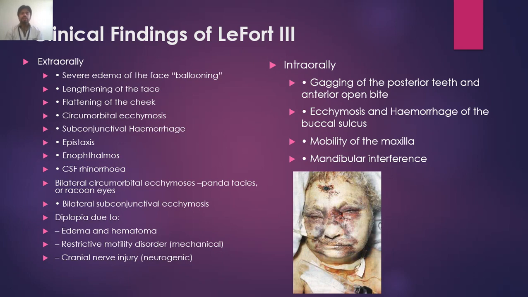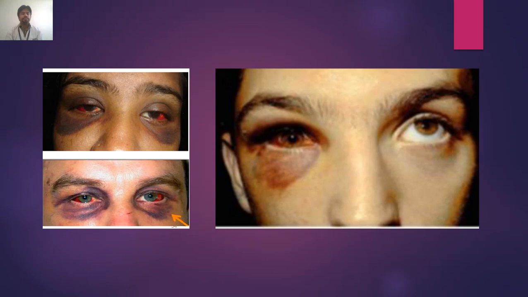Intraorally, gagging of the posterior teeth and anterior open bite, ecchymosis and hemorrhage of the buccal sulcus, mobility of the maxilla, mandibular influences. As you can see, these are photos of the clinical representation. On the left, you can see raccoon eyes or panda facies with bilateral periorbital ecchymosis, and on the right side, you can see diplopia due to maybe muscle entrapment.